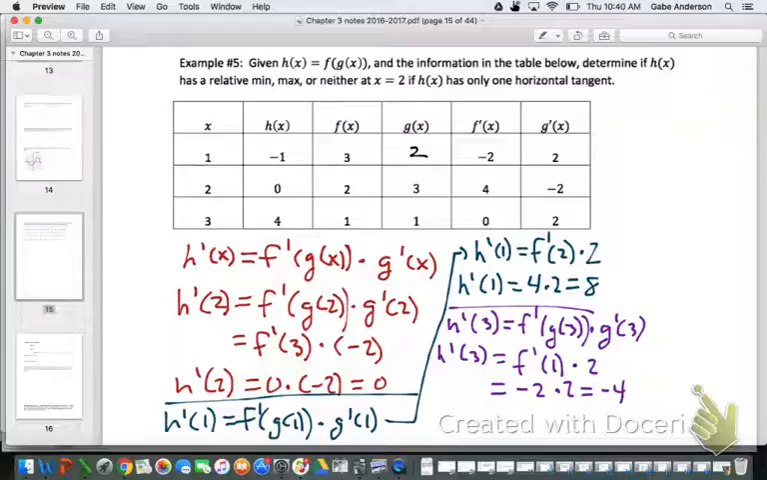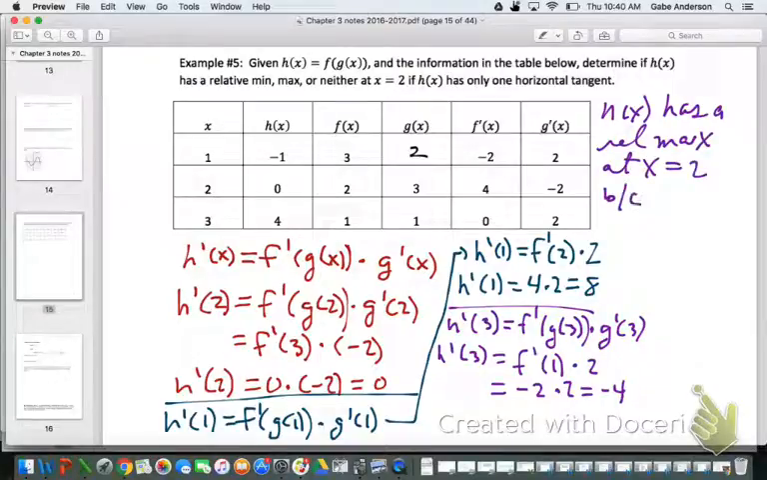So we close this up. It didn't say to do this. Let's just practice this to say h of x has a relative max at x equals 2 because h prime of 2 equals 0 and h prime changes from positive to negative at x equals 2.